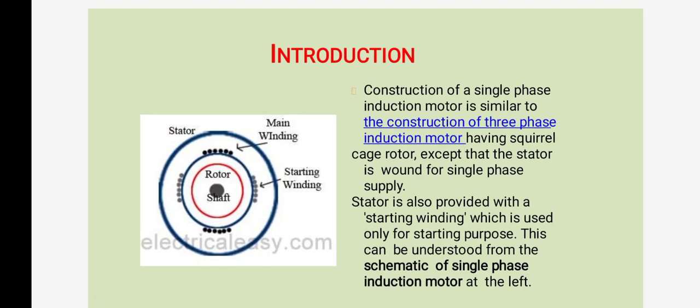Now the introduction. The construction of a single phase induction motor is similar to the construction of the three phase induction motor having a squirrel cage rotor, except that the stator is wound for single phase supply. The stator is also provided with a starting winding which is used only for starting purposes. This can be understood from the schematic of the single phase induction motor at the left. You can see here there is a stator, a main winding, a starting winding, and a rotor. From the diagram, this is the basic construction of the single phase induction motor.